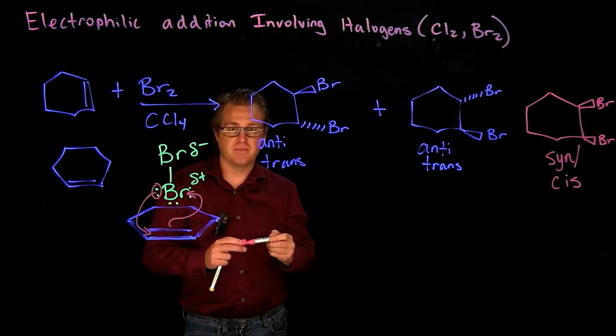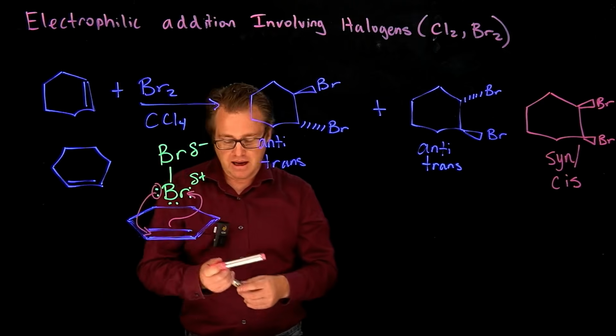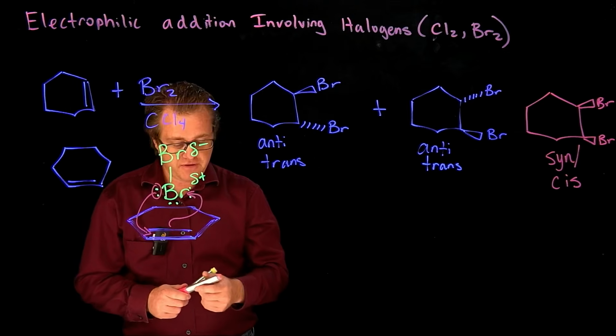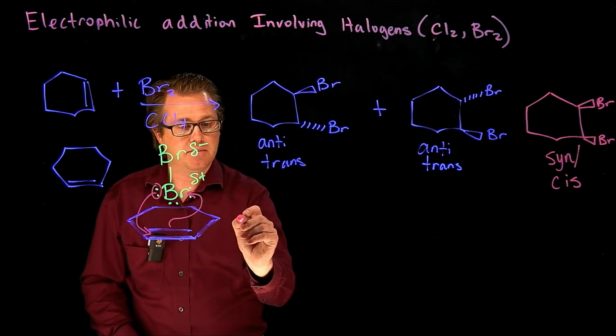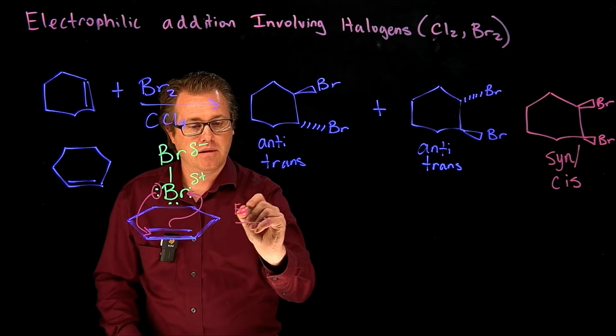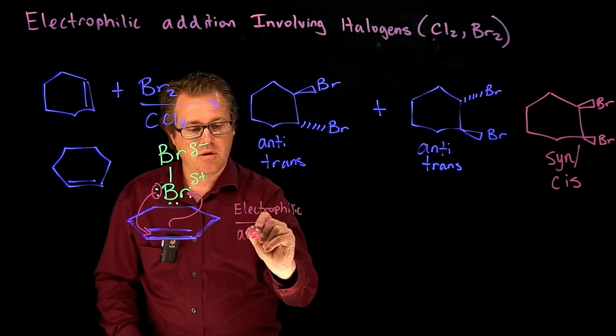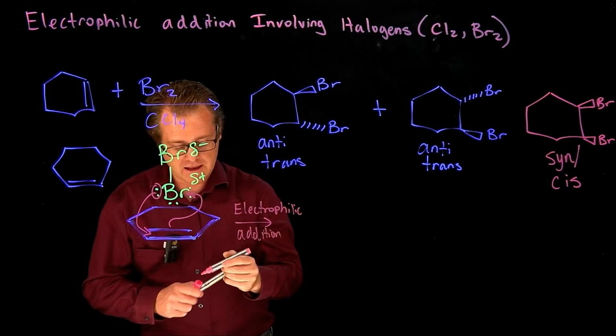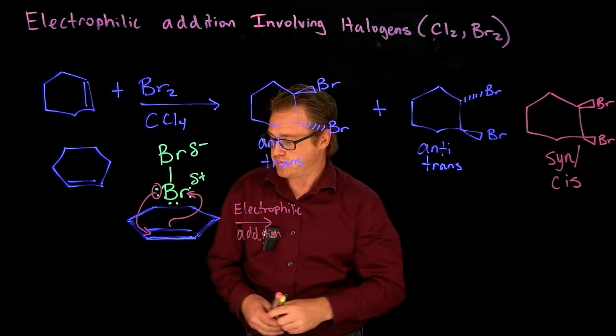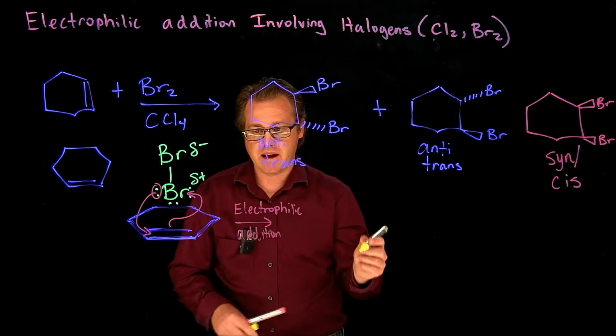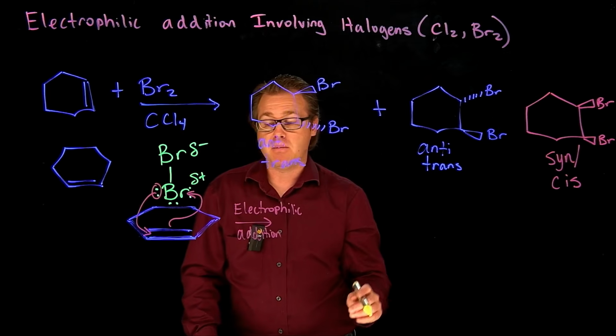And so what we generate here in this electrophilic addition step, that electrophilic addition step, we are going to generate what's called the bromonium ion.